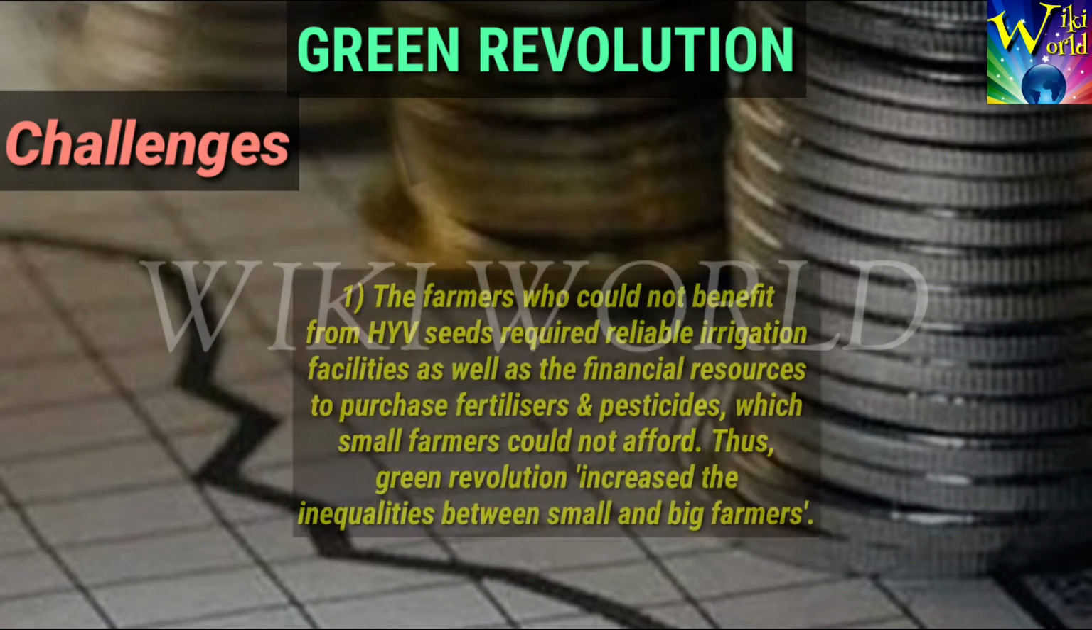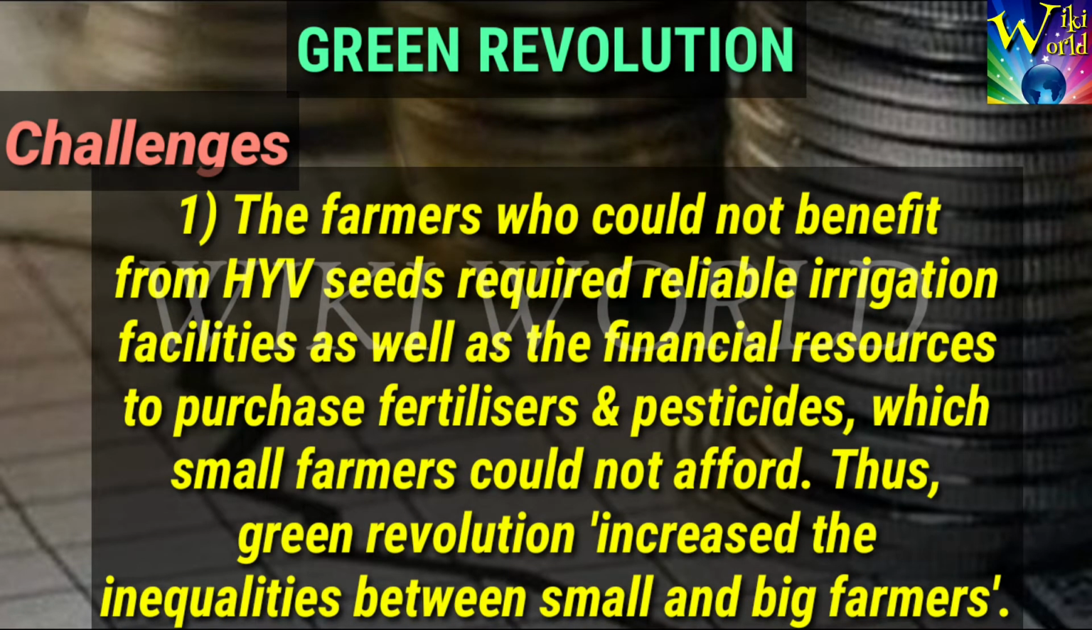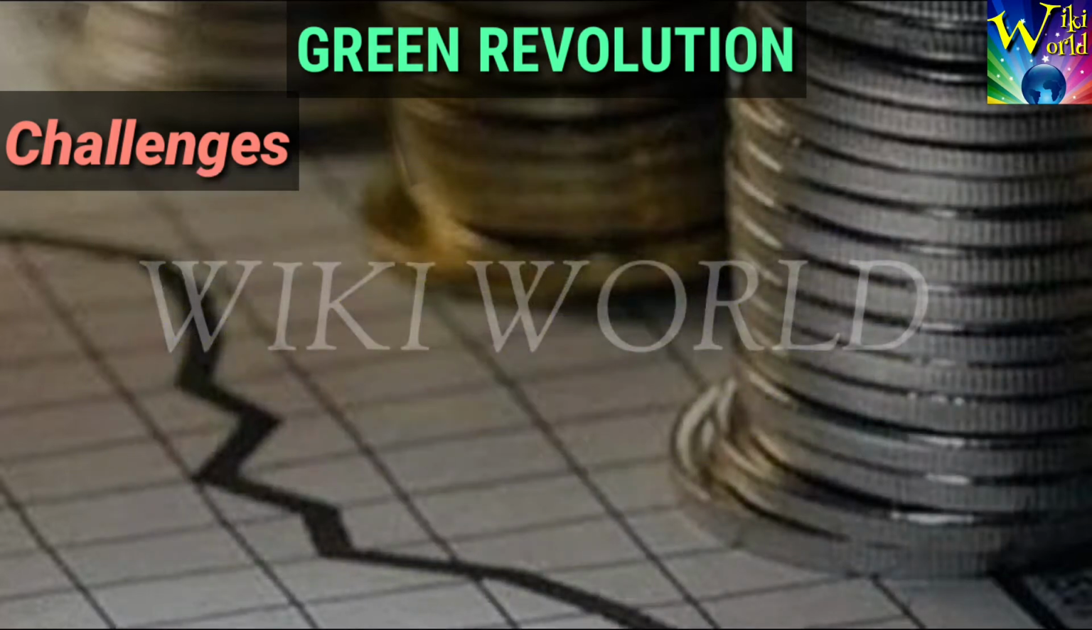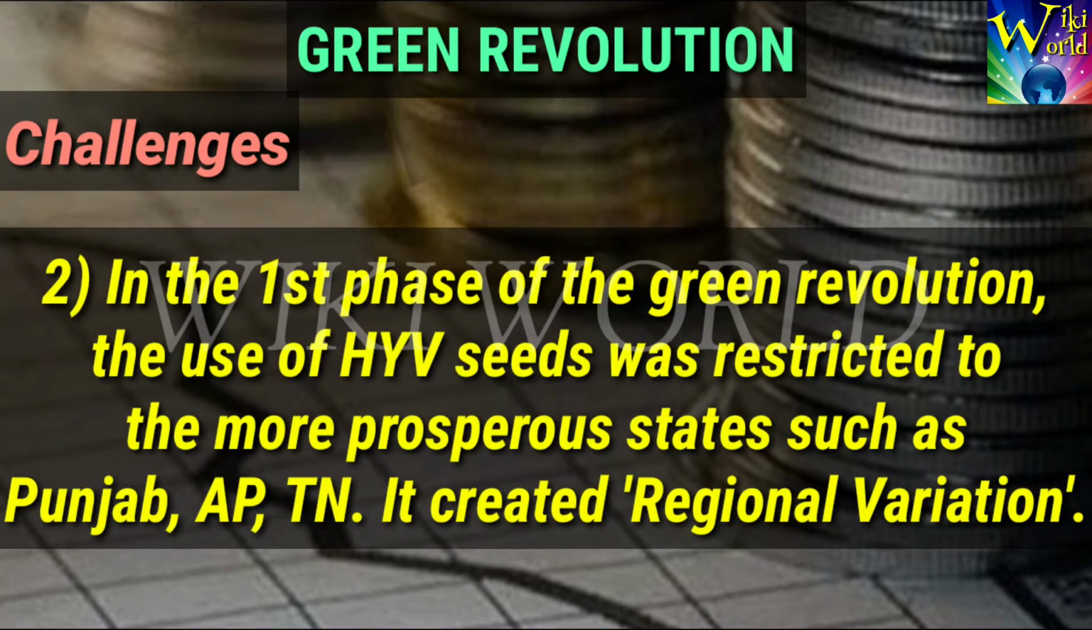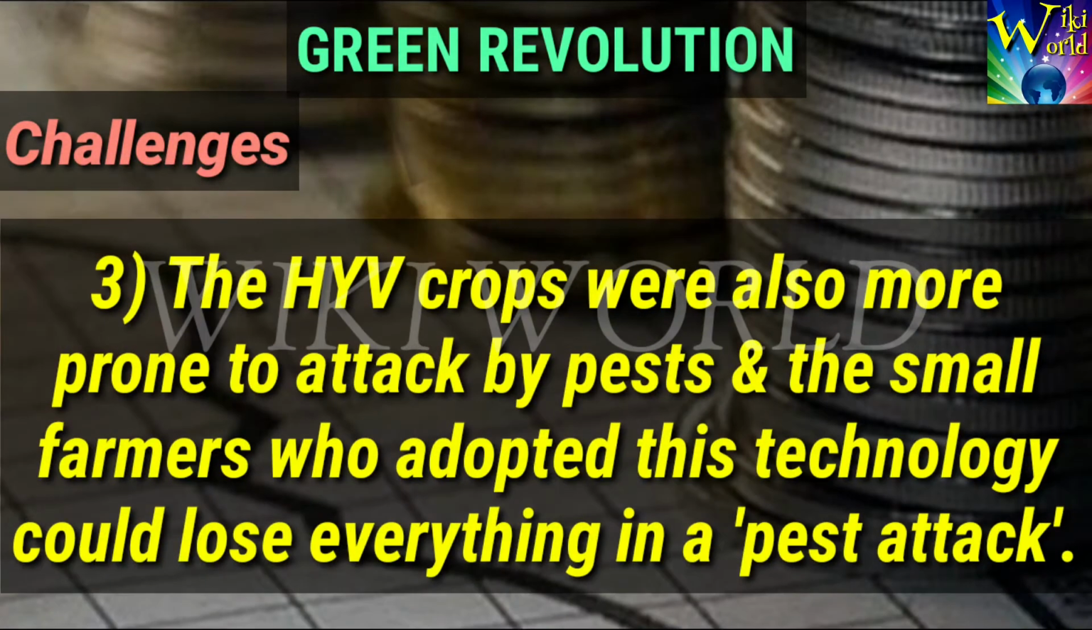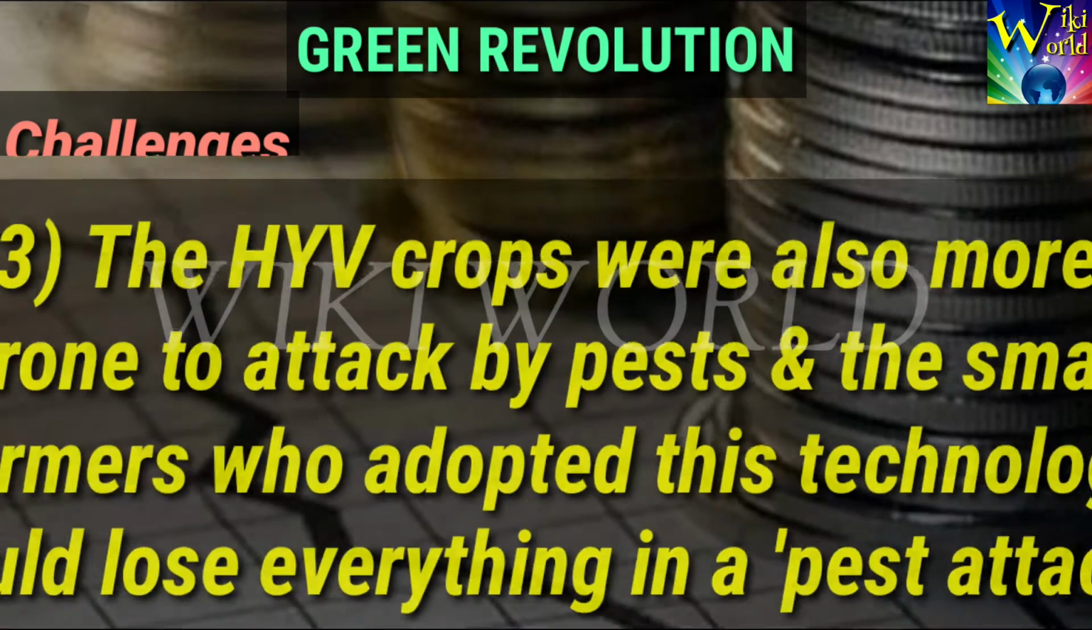Challenges. The first, the farmers who could benefit from HYV seeds required reliable irrigation facilities as well as the financial resources to purchase fertilizers and pesticides, which small farmers could not afford. Thus, Green Revolution increased the inequalities between small and big farmers. Second, in the first phase of Green Revolution, the use of HYV seeds was restricted to the more prosperous states such as Punjab, Tamil Nadu, Andhra Pradesh. It created regional variation. The HYV crops were also more prone to attack by pests, and the small farmers who adopted this technology could lose everything in a pest attack.